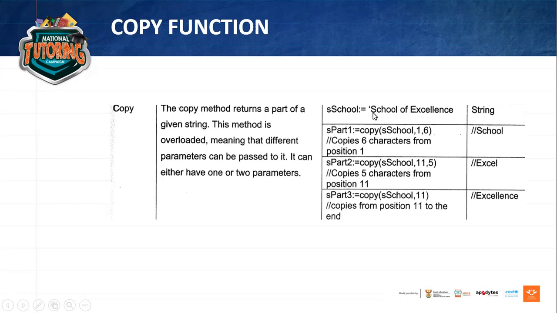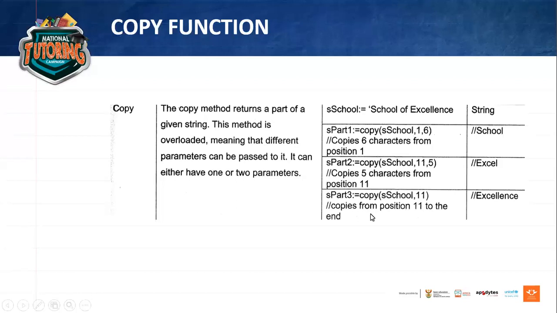So let's go and have a look at that. We mean start from 1 and go 1, 2, 3, 4, 5, 6, which is from the S to the L, and it extracts the whole word school, as you can see on the right-hand side. And this is going to get stored into this variable called S part 1. In this case, we are now starting from 11 and taking 5 characters, and you'll see that E is the 11th space, and we're going to go 1, 2, 3, 4, 5, and it's going to copy out those 5 characters, which happens to be the word Excel.